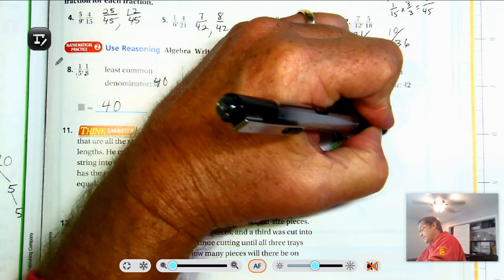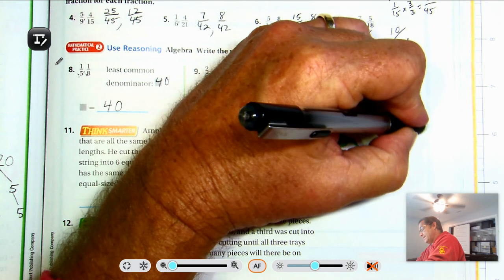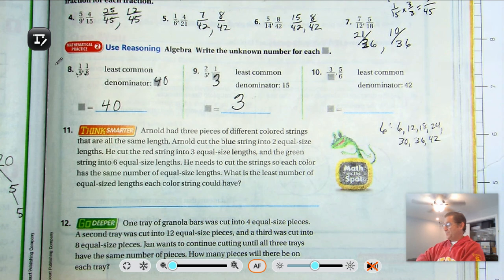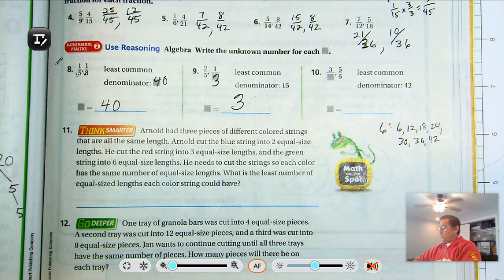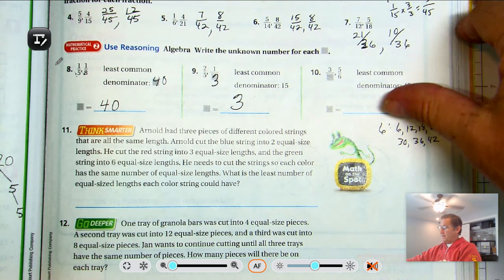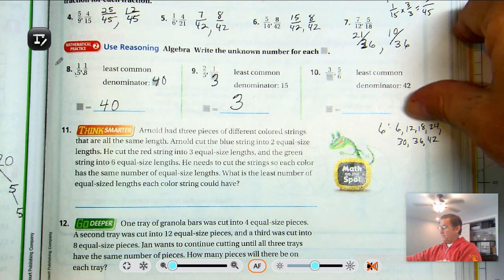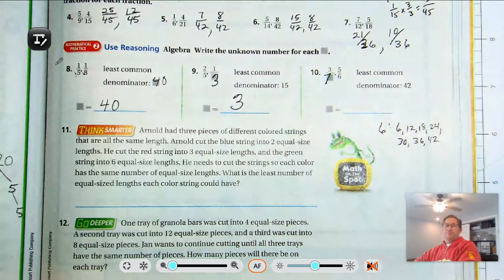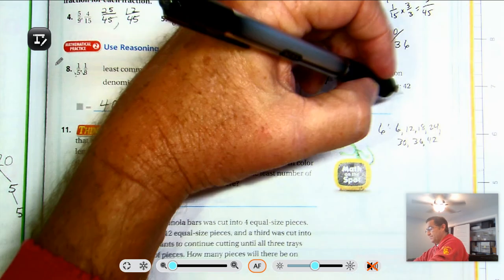Well, if I make a list of 6s: 6, 12, 18, 24, 30, 36, 42. So what number could I also use that would give me 42 as the least common denominator? Well, what is 6 times 7? 6 times 7 is 42. 1, 2, 3, 4, 5, 6, 7. So 7 times 6.